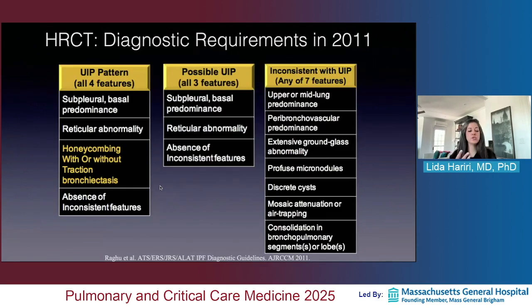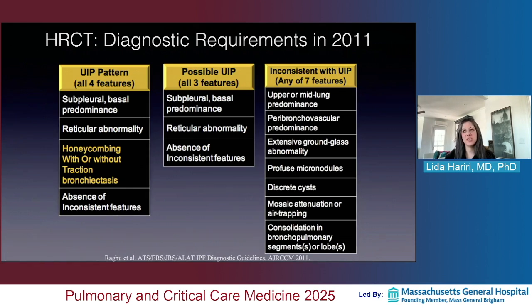And what those radiologic features were for really a definitive UIP pattern has not changed really drastically over the course of the last decade and a half now, if not even longer than that. And what we're really looking for here is a specific pattern of a subpleural basal or predominant fibrotic disease, which is evidenced by reticular abnormality. We're looking for the presence for definitive UIP of honeycombing, which may or may not have traction bronchiectasis associated with it. And then, of course, you're also looking for an absence of any features that may be inconsistent with IPF.